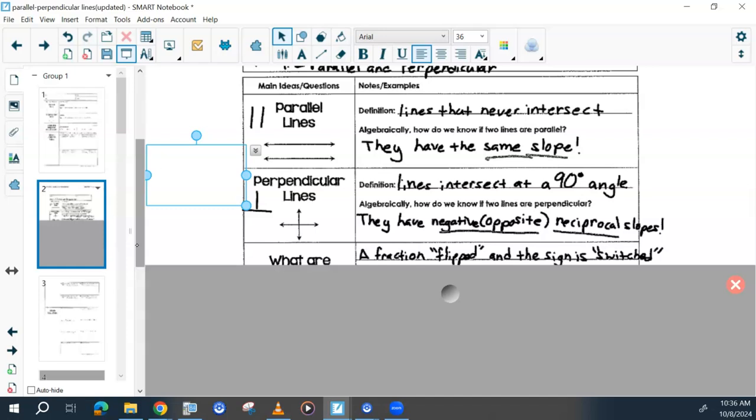Then in a moment, we're going to try some of the negative reciprocals so you can see what those are. Evan, do you have a question?